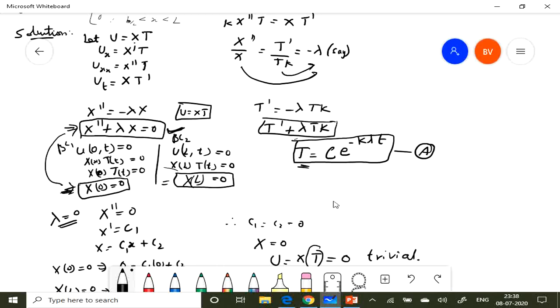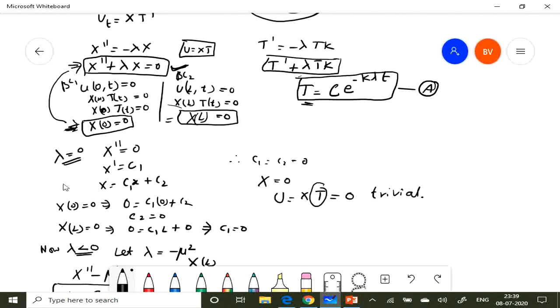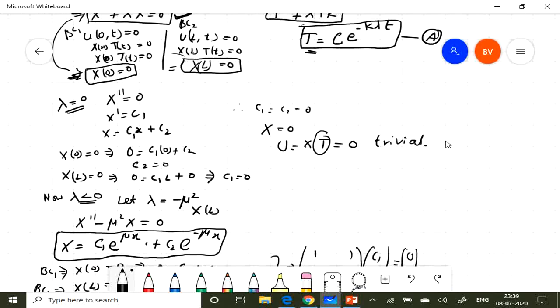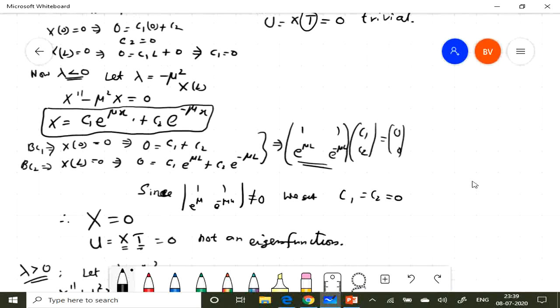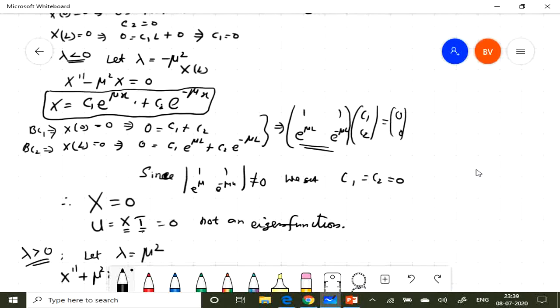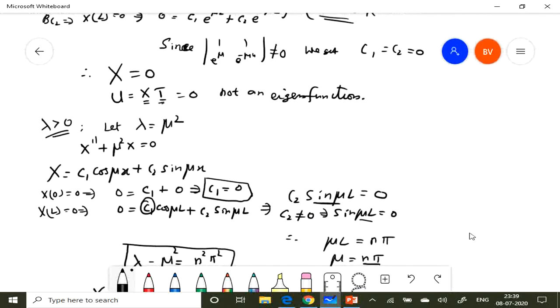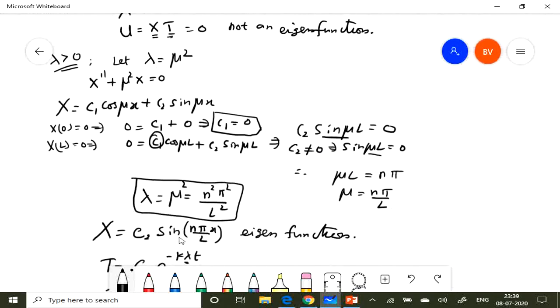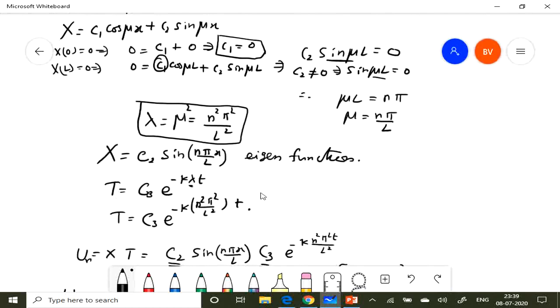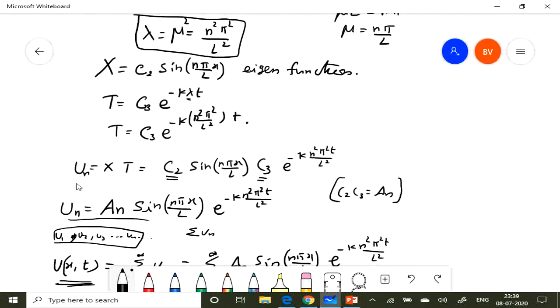Now we will use this one at the end in u. U should be x times t. So x is valid for only lambda positive: lambda equal to 0 gives a trivial solution, lambda negative gives again a trivial solution. So lambda positive gives some eigenvalues lambdas for which there is an eigenfunction x, isn't it? So now we multiply the t value with x to write the function u, and we generalize the u by writing un, isn't it?